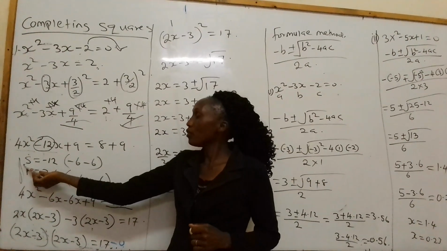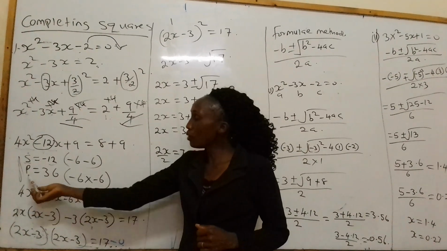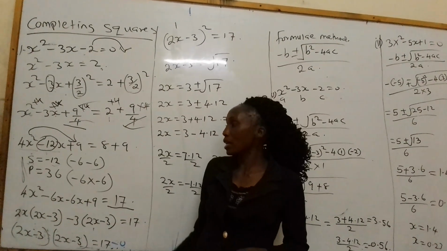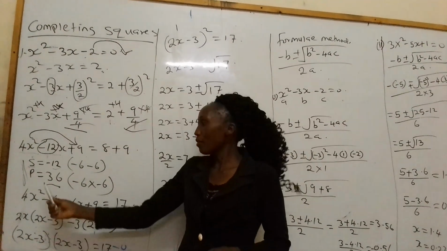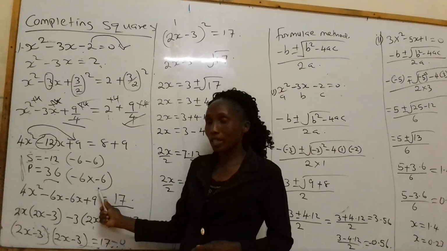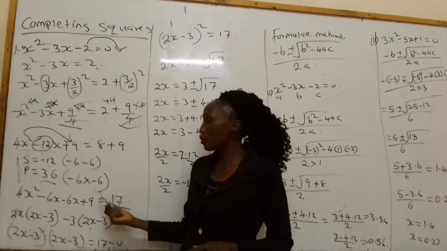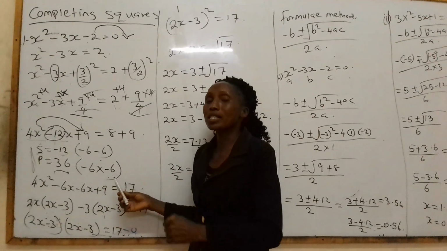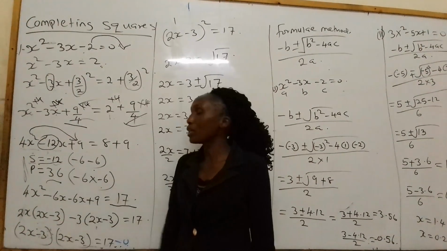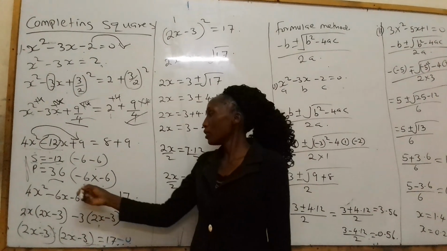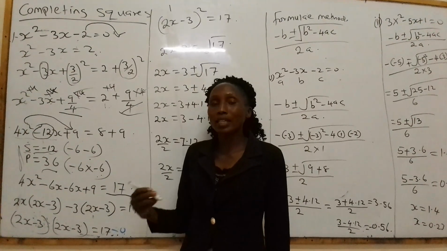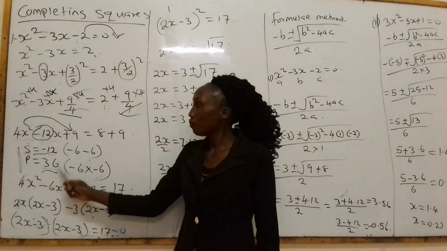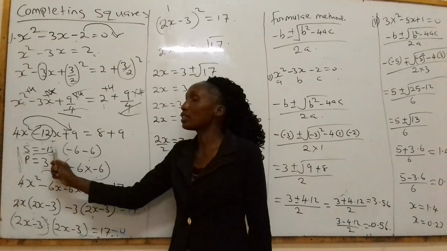If we add, we get negative 12. If you multiply, what are we going to multiply? That is 4 times 9, which is positive 36. So if you multiply, you get 36, and if you add, you get negative 12. We have negative 6 minus 6, which is negative 12, the coefficient of x. If you multiply negative 6 times negative 6, you get 36, which is positive. So if you multiply these two you get 36, and if you add these two you get negative 12.